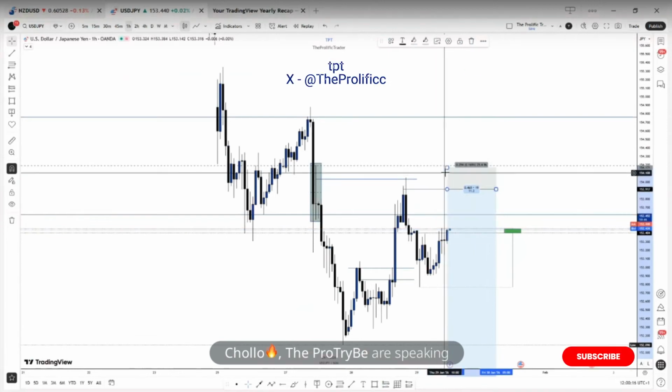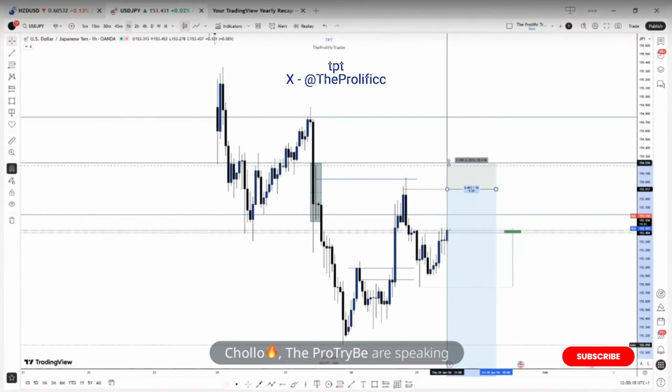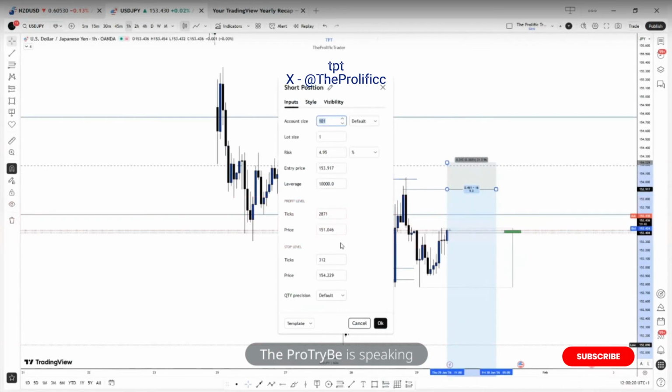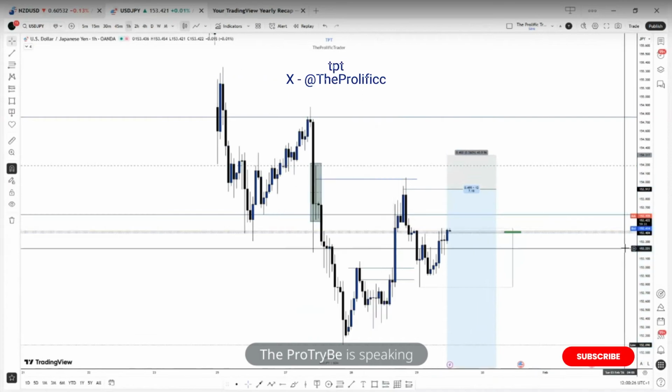Right from here, our stop loss slightly above. All right, let's say we give it a stop loss of 40 pips. We have 40 pips. Good, 40 pips.